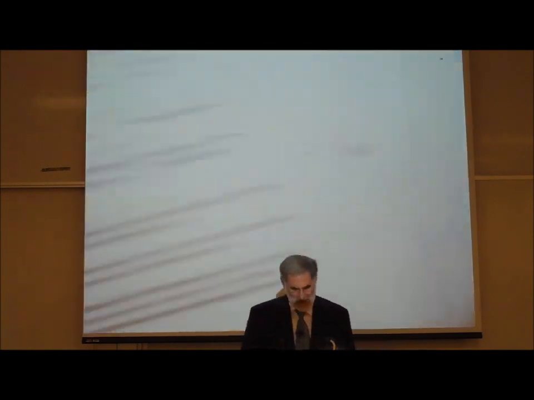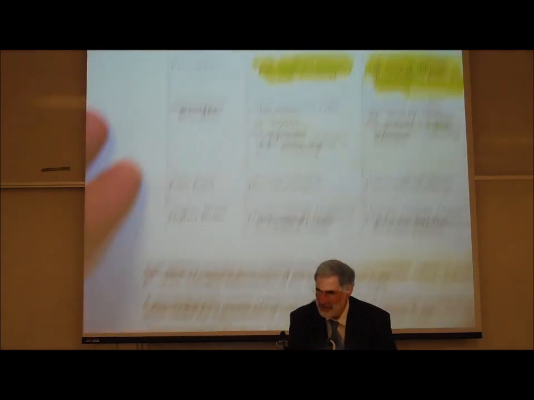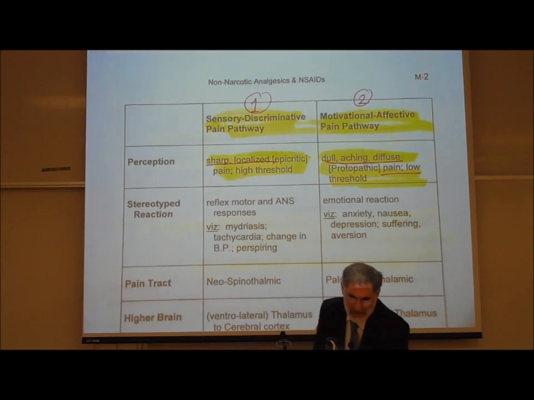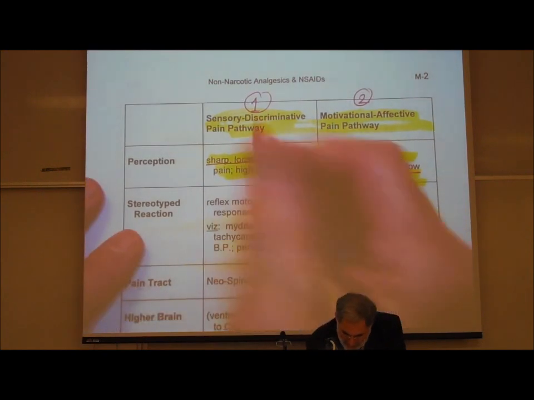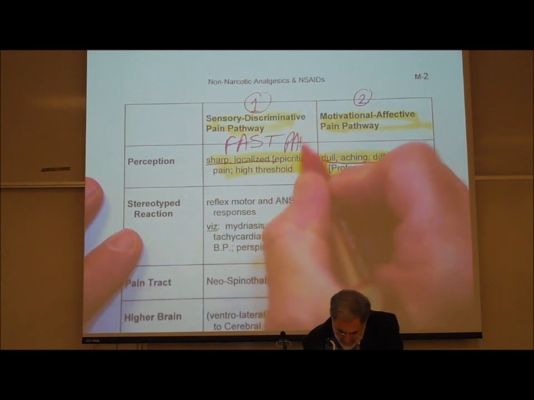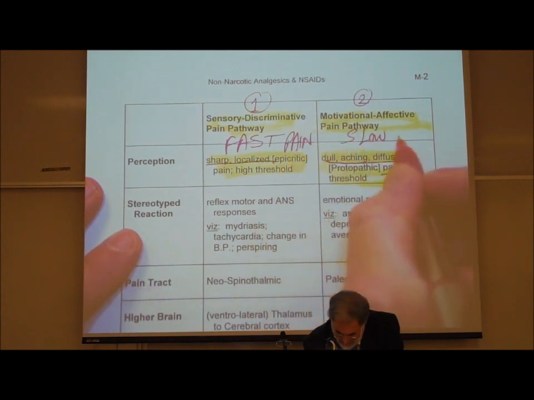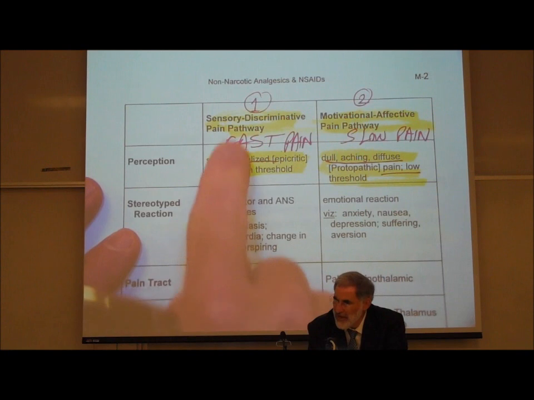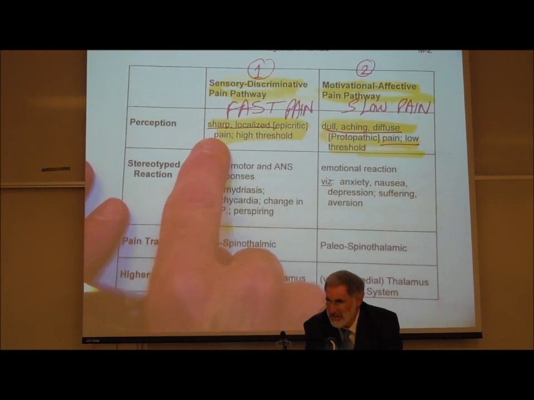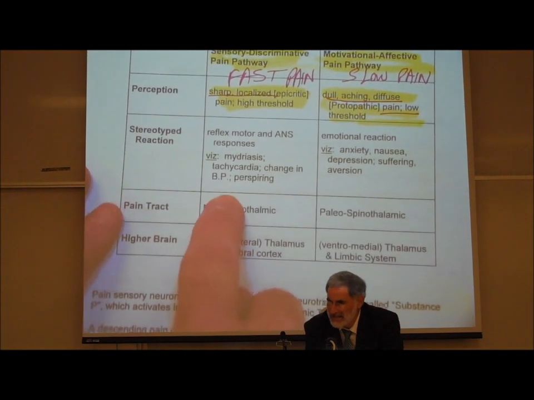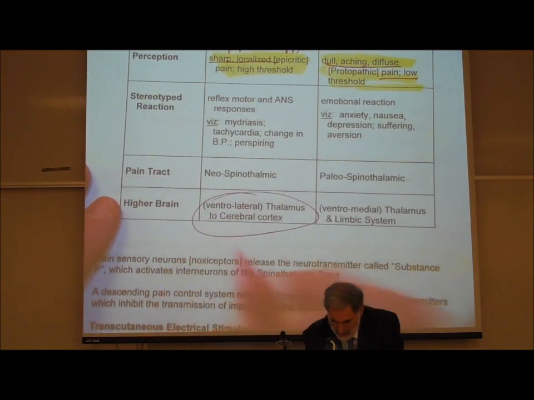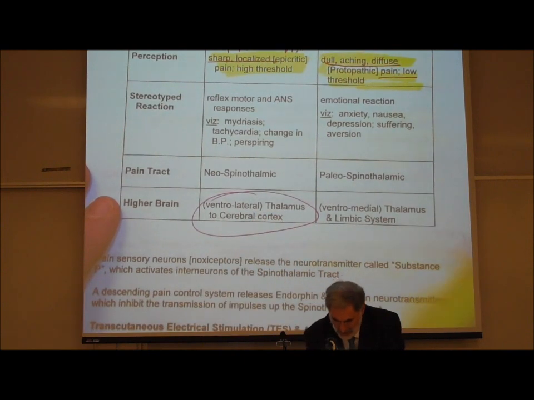So now that I've kind of tried to convey that, let's go back to M2. So what do we call these two pathways? So this is the fast pathway, fast pain, slow pain. The fast pain is the sensory discriminative pathway. It's fast, it's sharp, it involves the neospinothalamic tract, and the signals go first to the thalamus and then to the cerebral cortex.